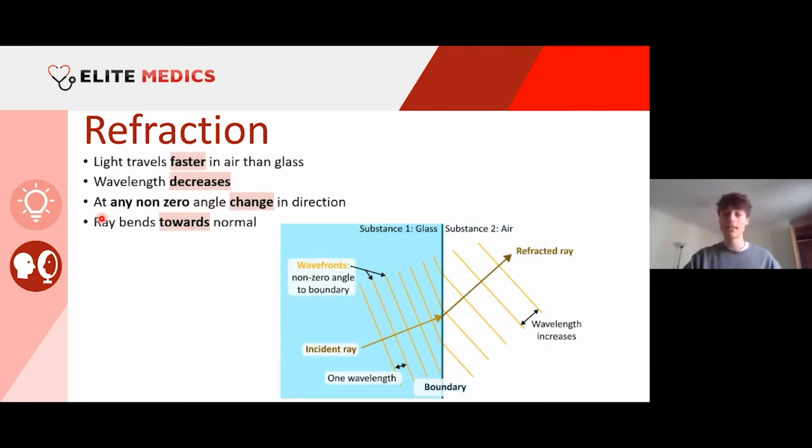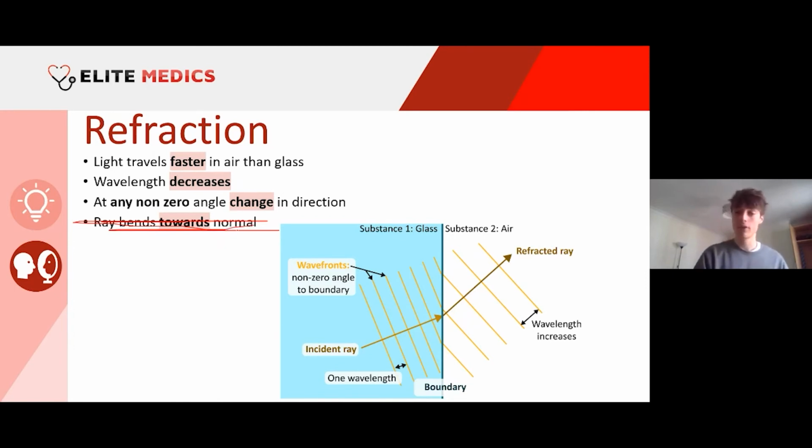At any non-zero angle, there's a change in direction. You can see here we have a certain angle of incidence that's non-zero. There will be a change in direction. It says the ray bends towards the normal, but that's not the case here. I don't know why it's written there. In this case, that's not the case, so ignore this for now.